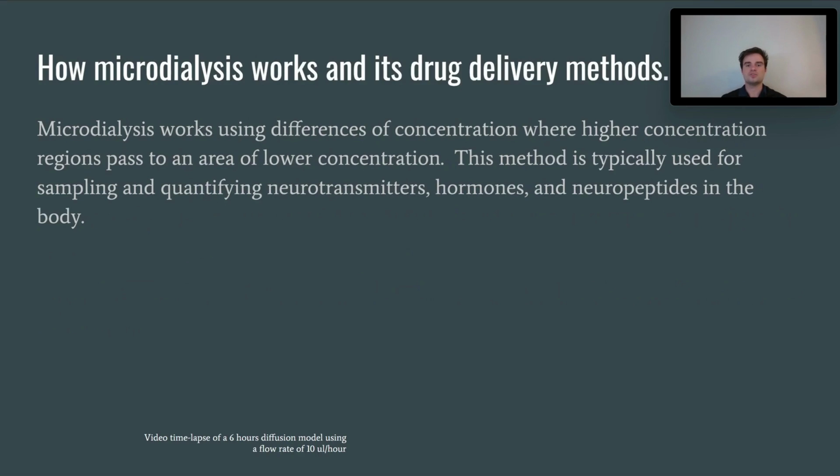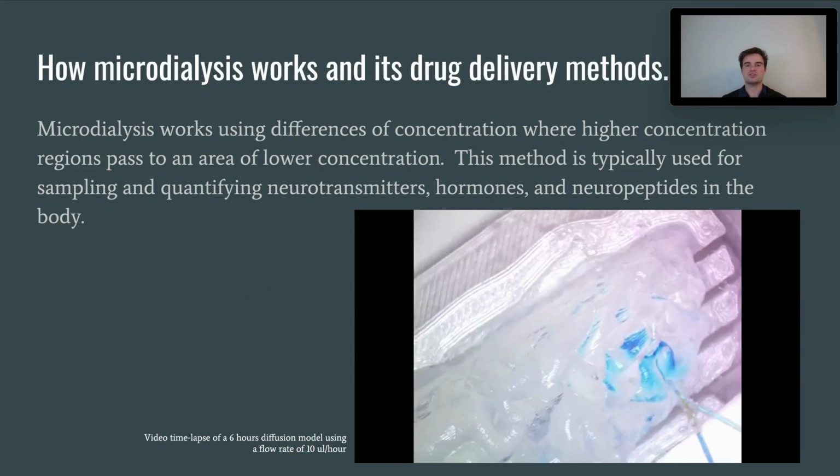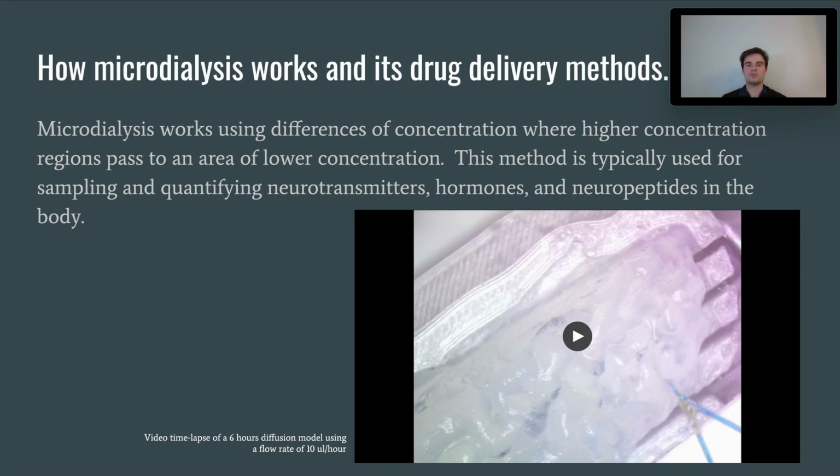Microdialysis works similar to dialysis by using the difference of concentration, in which regions of higher concentration pass to an area of lower concentration, to transport fluid-based medicines into the brain and/or other parts of the human body. The results of this effect can be visualized in the video represented below, where microdialysis is used to inject the modeled synthetic brain, resulting in the darker hue forming over a period of 6 hours. The method for this is typically used for sampling and quantifying a multitude of functions within the body.